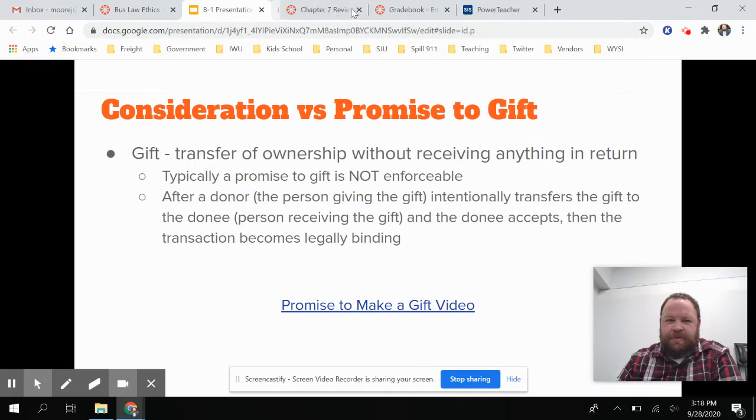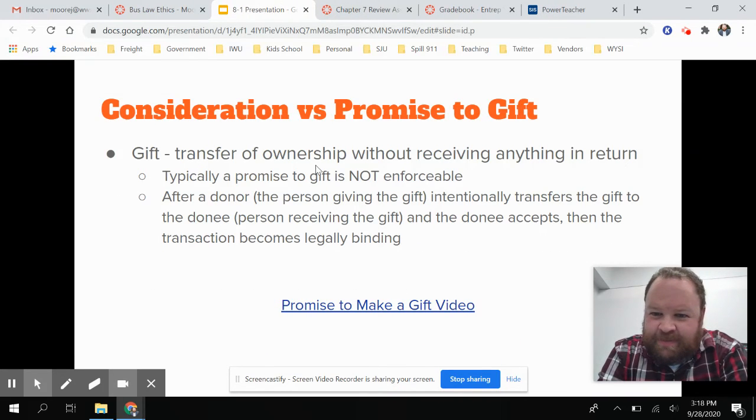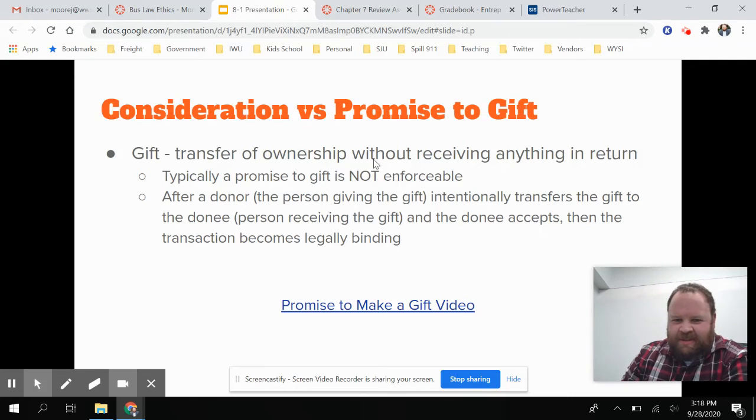So there you go. Once the gift is transferred, it's legally binding. If it's just a promise, it's typically not enforceable. So I could promise you guys all $1 million if you get A's, but if I don't actually give you the $1 million, it's not enforceable. I'm not going to do that, not even going to promise that. But you kind of get the gist of things.